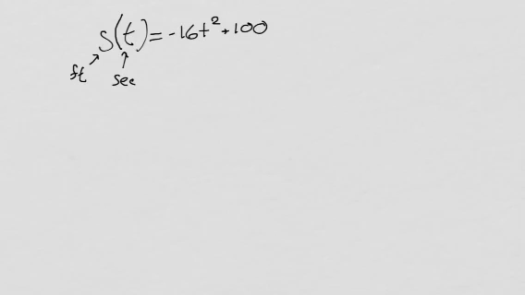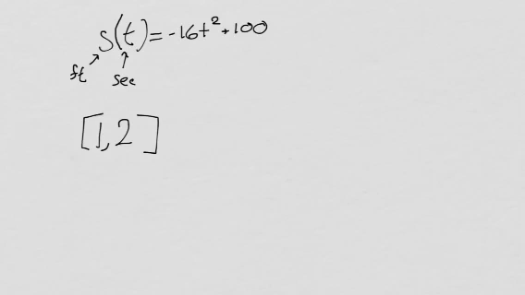So for problem number 5, we have a word problem. If a billiard ball is dropped from a height of 100 feet, its height, s, at time t is given by the position function s of t equals negative 16t squared plus 100, where s is measured in feet and t is measured in seconds. We want to find the average velocity over each of the following time intervals.